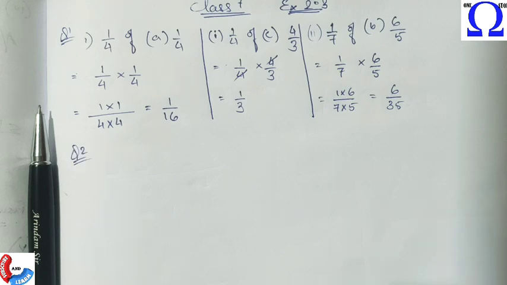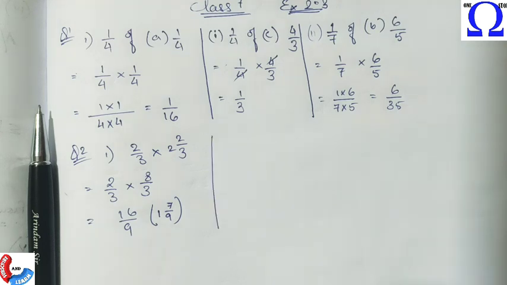Now let's go to question number 2, where a fraction is multiplied with a mixed fraction. So we will convert this mixed fraction into an improper fraction and we'll get our answer to be 16 by 9, and we will convert this into a mixed fraction. So this is the required answer.